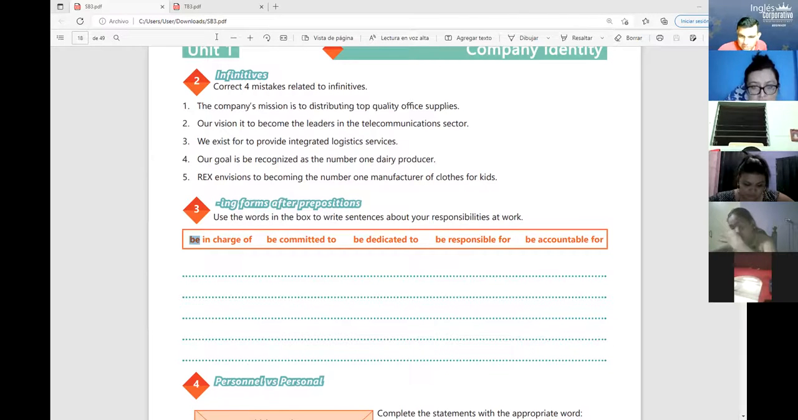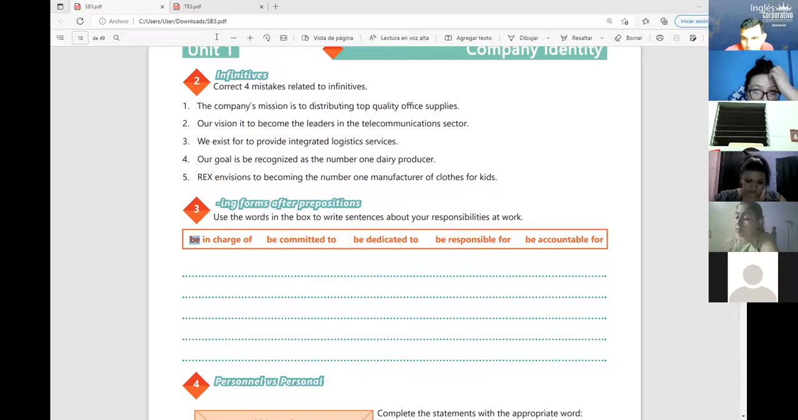¿De qué son responsables? I am responsible for the dinner. Excellent. Miss Xiomara. I am responsible for the report daily. Excellent. You are responsible for the daily report. El reporte diario, ¿verdad? Daily report. Excellent. Muy bien. ¿Y algún voluntario utilizando accountable for?